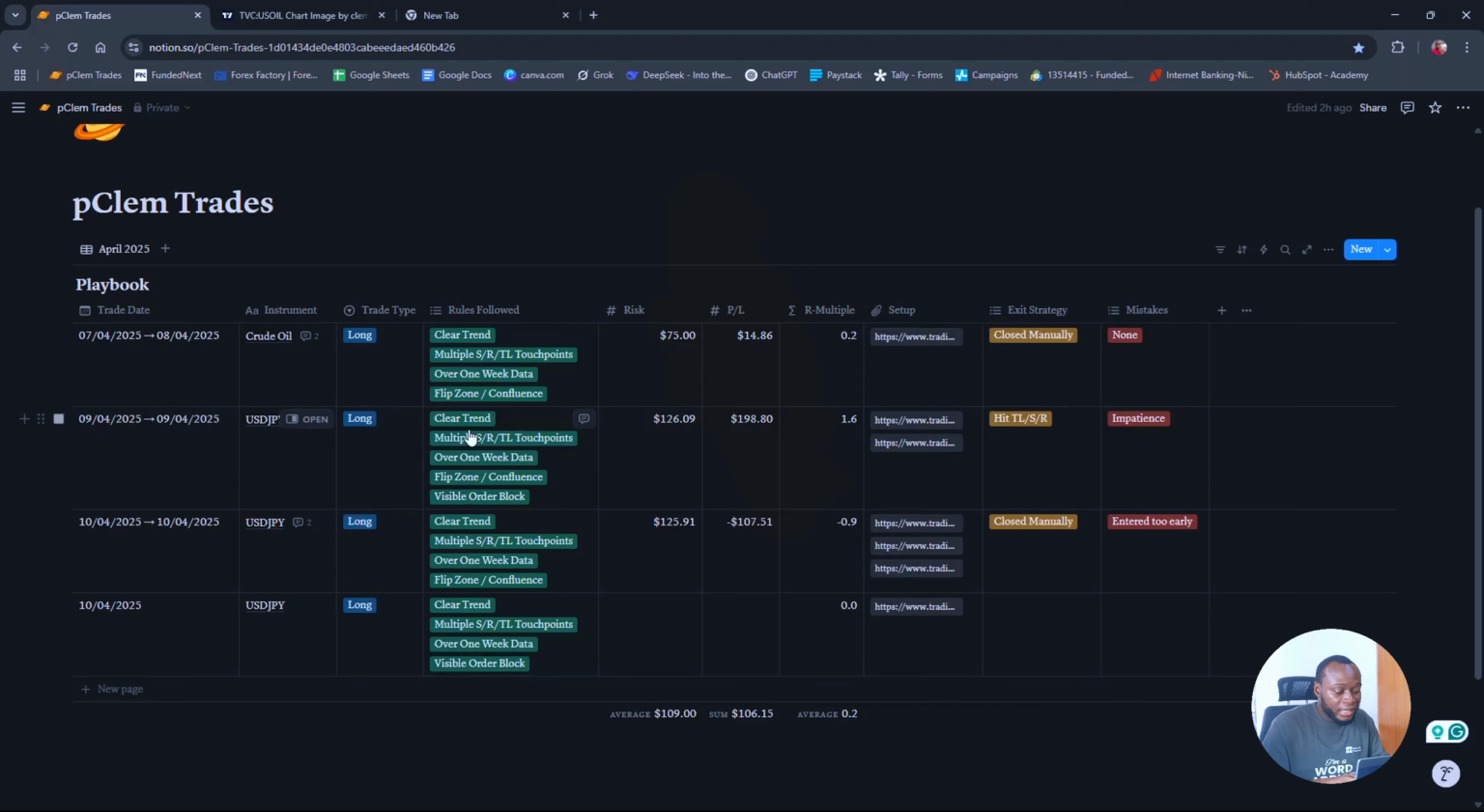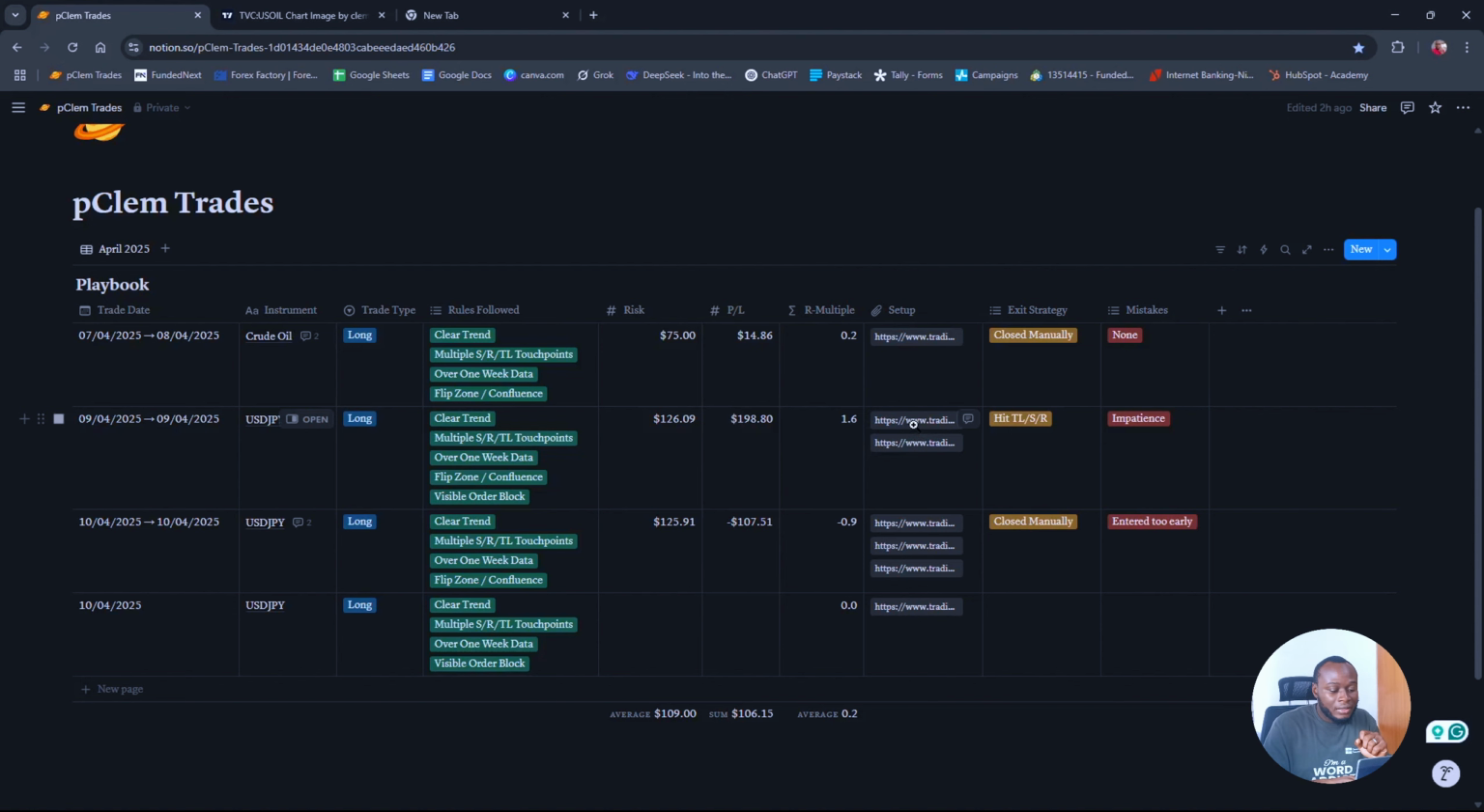So the following day, I entered a trade on USDJPY, which was a long trade, and the rules I followed were simple. There was a clear trend. There were multiple support and resistance or trend line touch points. There was over a week of data. There was a confluence, and there was a visible order block, a switch trade. I was risking $126 on this trade, and I made about $200 on the trade with 1.6 RR.